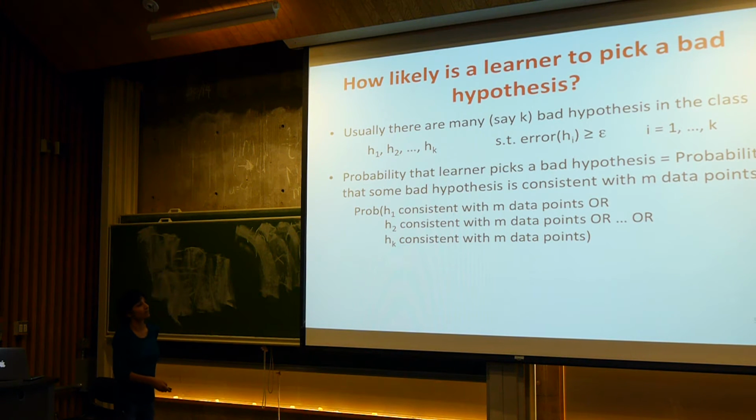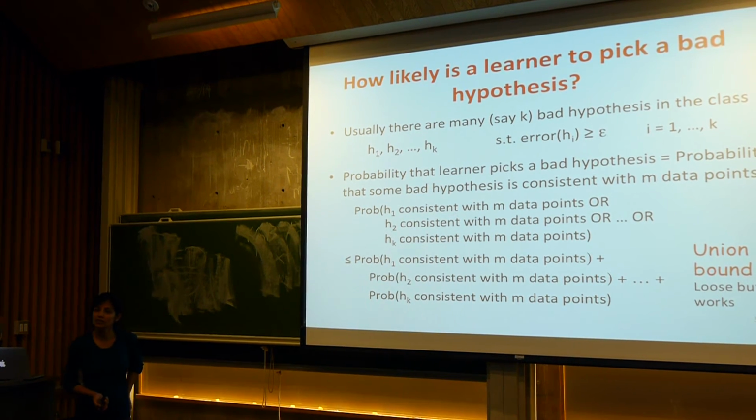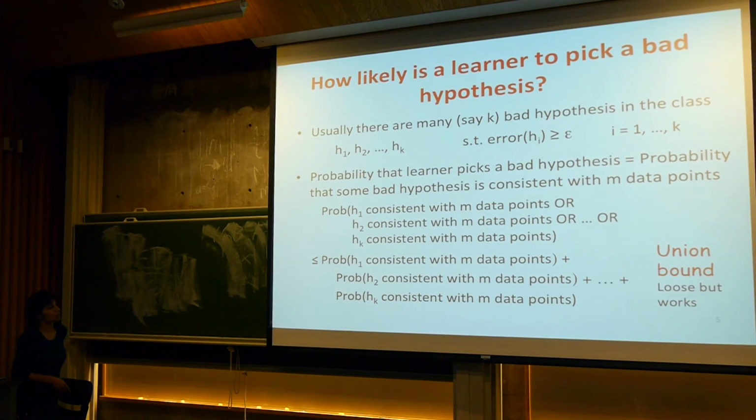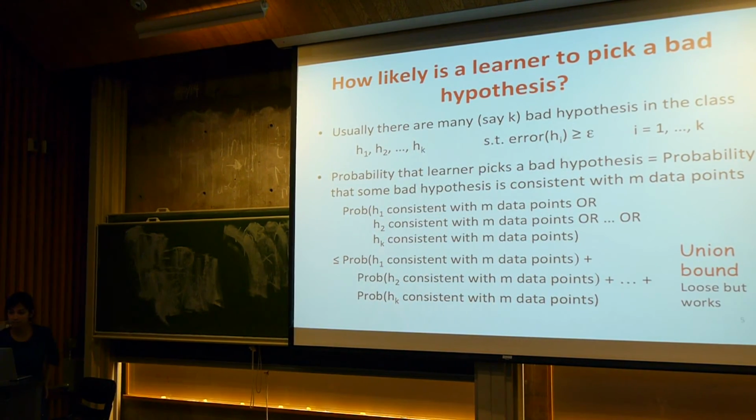Since we are happy with upper bounds, we can just upper bound this probability that the learner picks one of the bad hypotheses that happens to be consistent with the m data points by a sum of them. This trick is known as a union bound. You'll see it often. It's a little bit loose, but often it gives meaningful results.